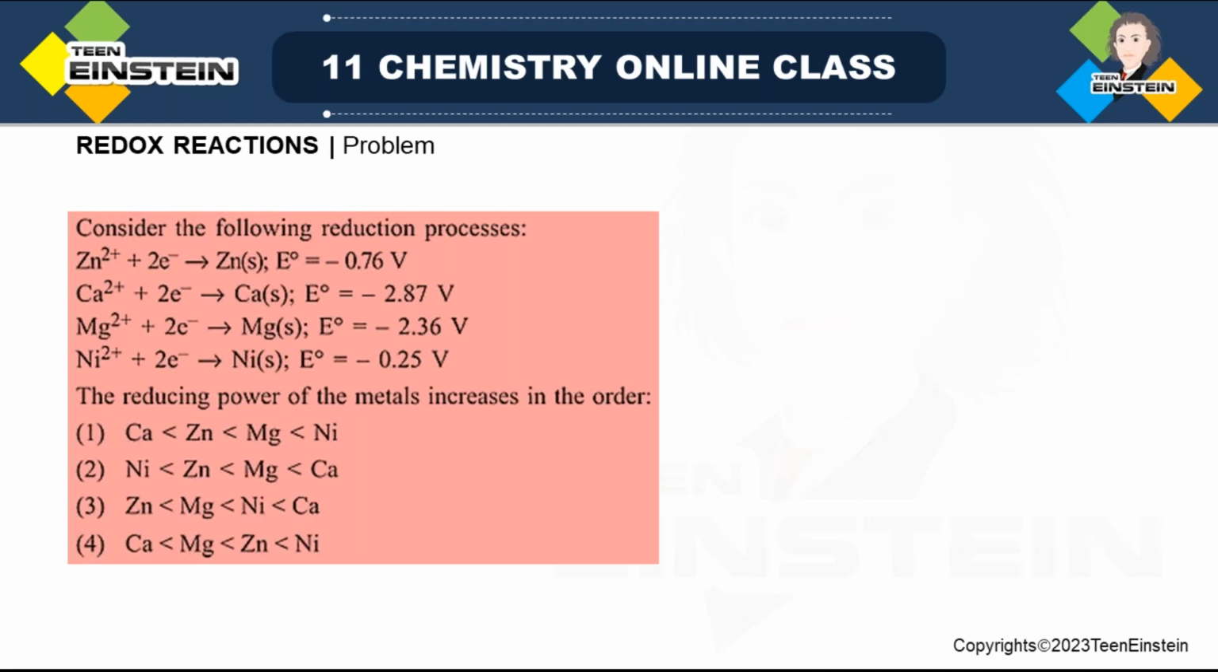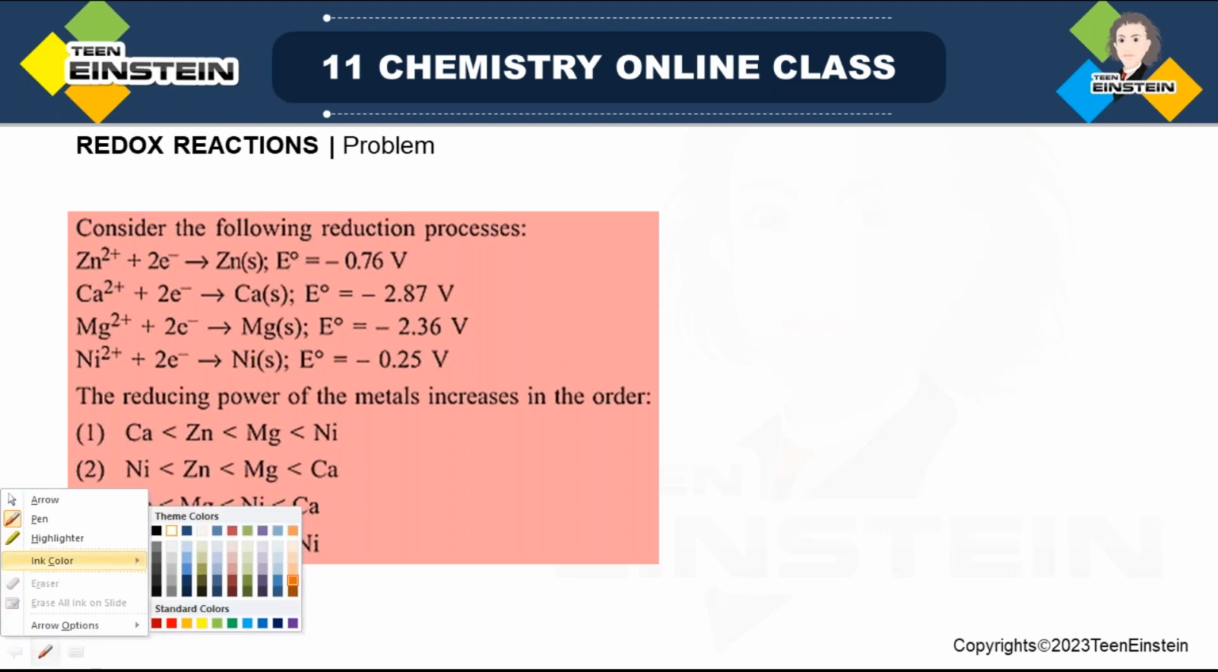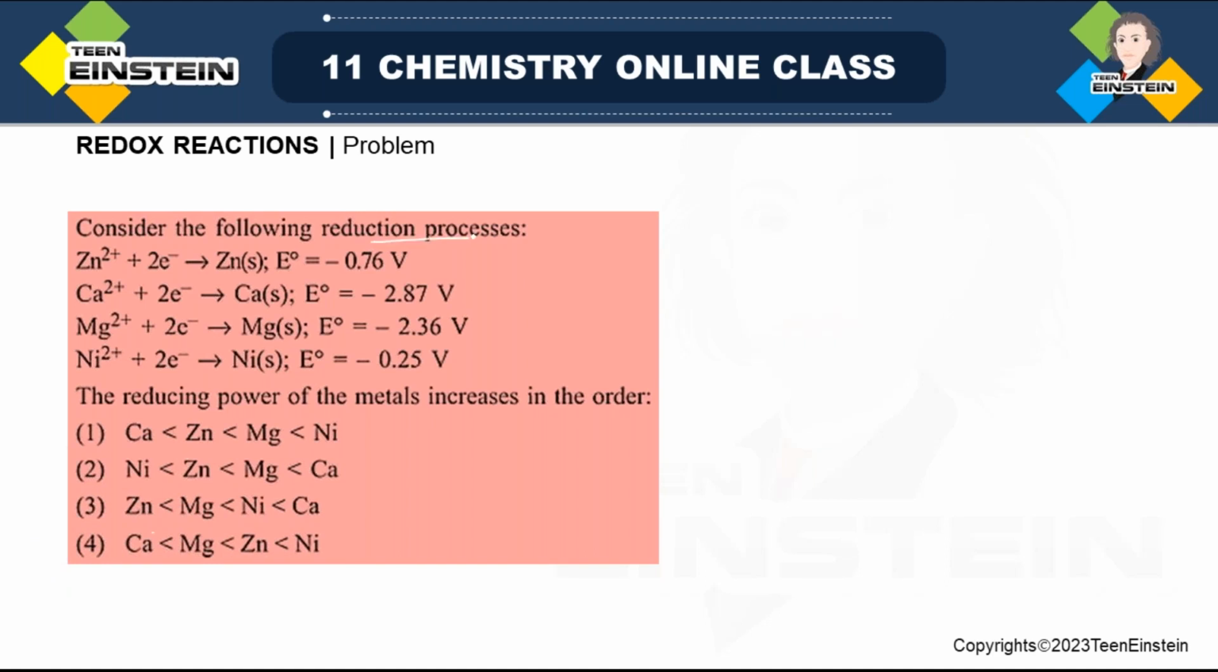Now based on this, here we have a problem. Consider the following reduction process: Zn2 plus accepting electrons is converted to Zn. See, all these reaction patterns maintain the same pattern, all written in reduced form, as if everyone is accepting electrons and being converted to their reduced form.